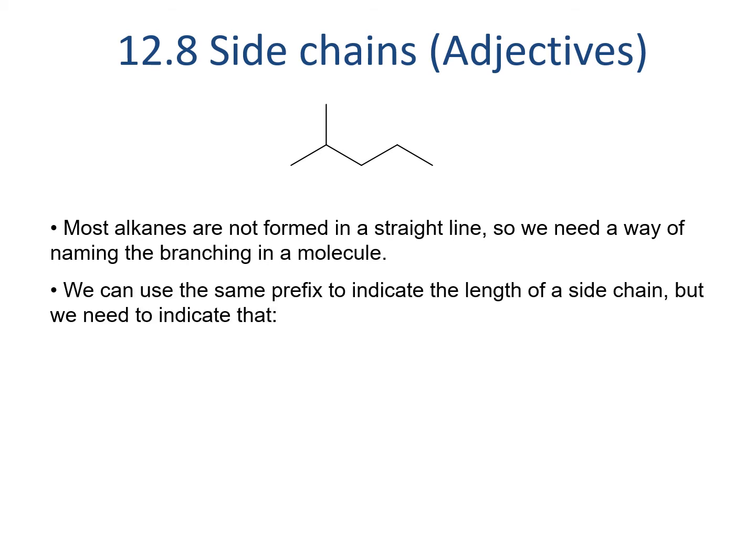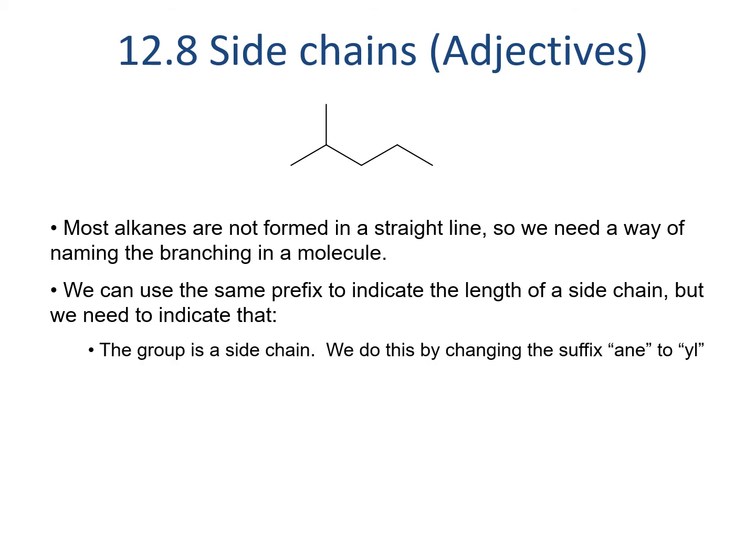This will usually need 3 parts. The first is basically how long it is. Since we already have prefixes that indicate length, we can just reuse those, but we'll also need to clarify that the group is a side chain and not another main chain. We'll do that by using YL as a suffix instead of ANE. So while methane is a 1-carbon alkane, methyl is a 1-carbon side chain. So that fully describes the side chain itself, but the other thing that we need is a number to locate it along the main chain. We need to know whether it's attached at the 2nd or 3rd carbon.